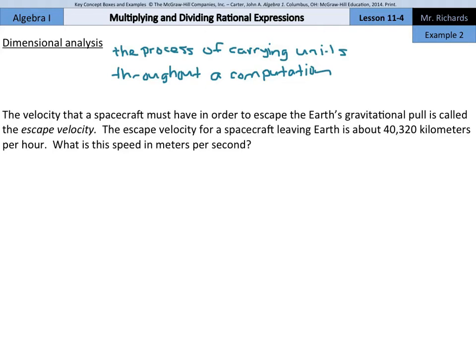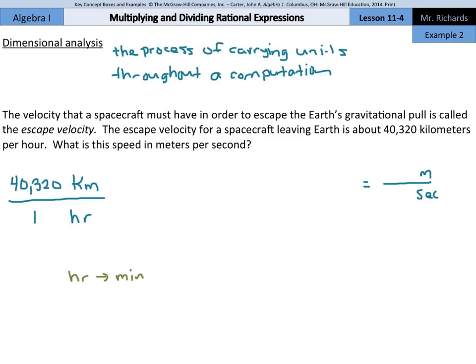Well, we can start off this problem by writing out 40,320, and we'll abbreviate kilometers as km, and we'll write that as a fraction over 1 hour. Now, our goal here is to get this to be in meters per second. And so if we work with our time unit first, we need to get our hours into seconds. And so first, let's take our hours to minutes. And then we'll take our minutes to seconds.